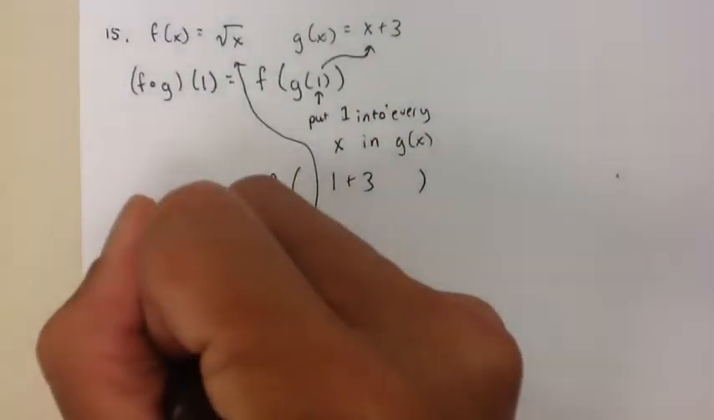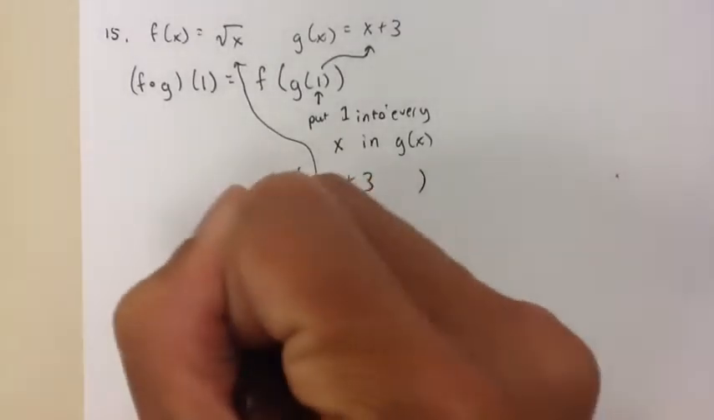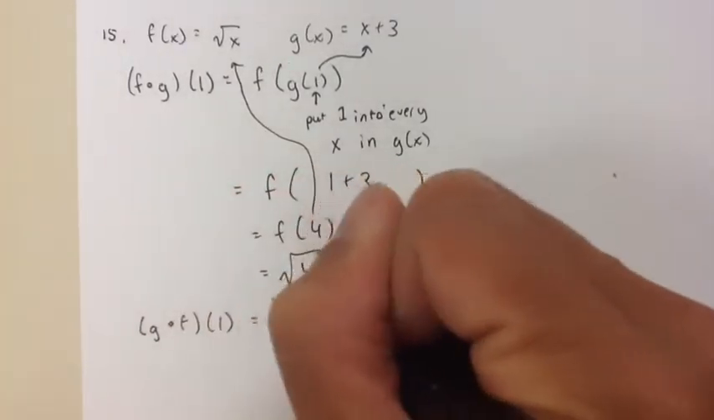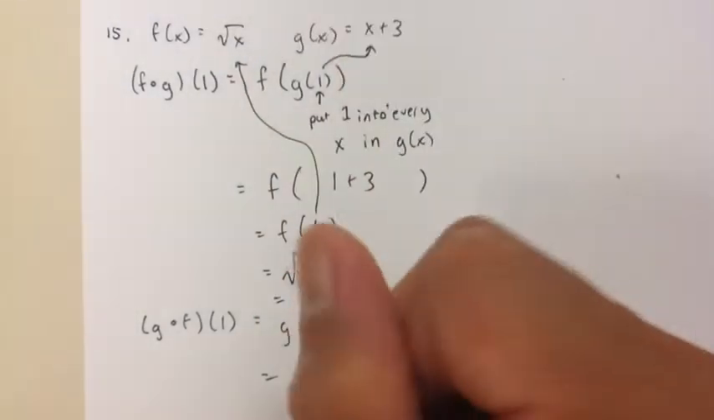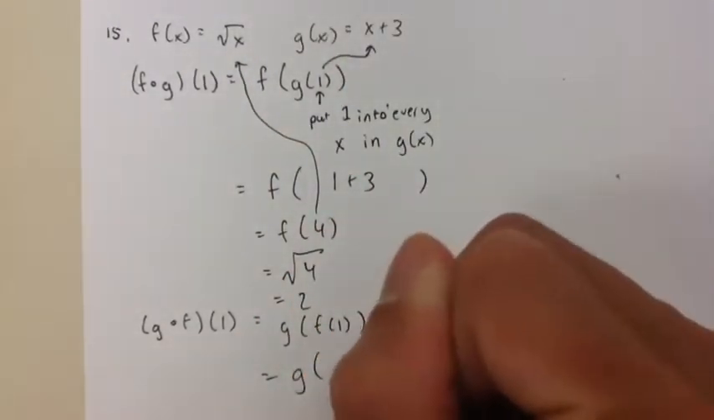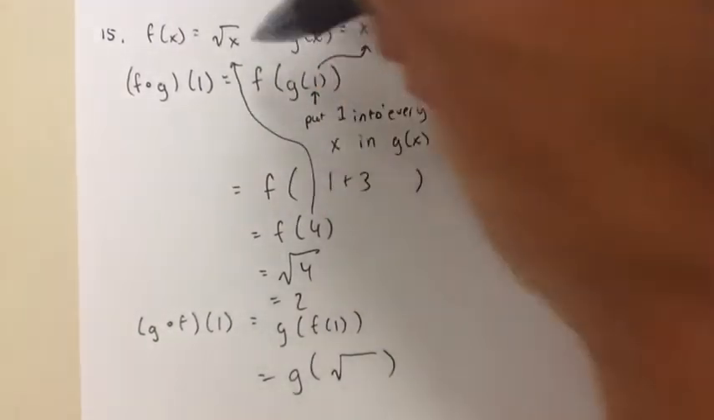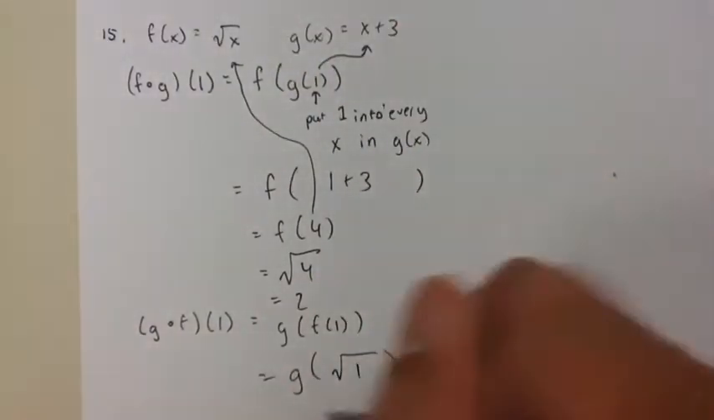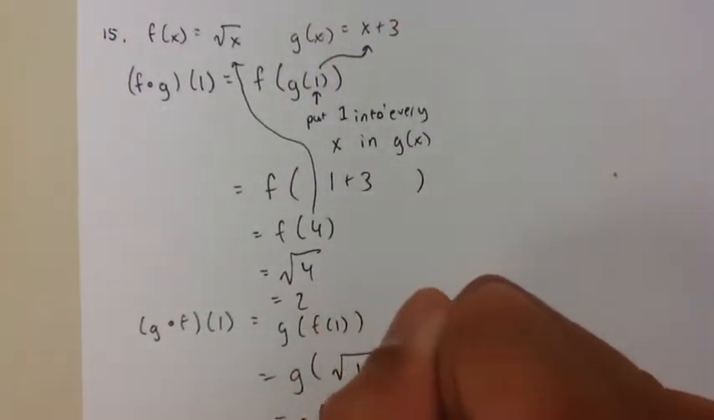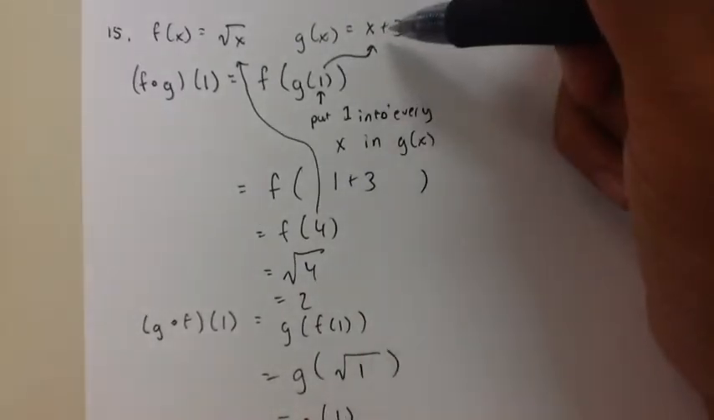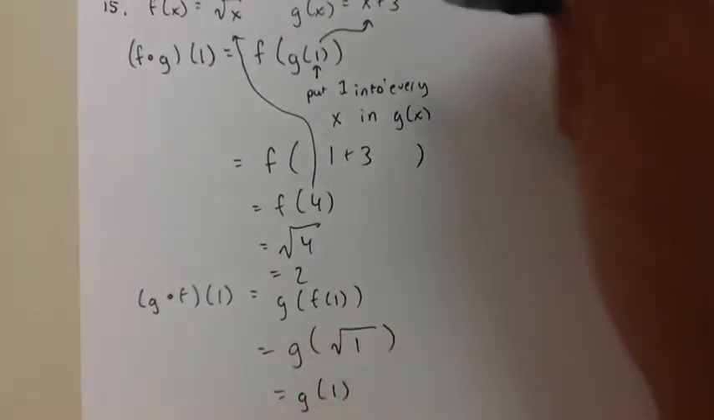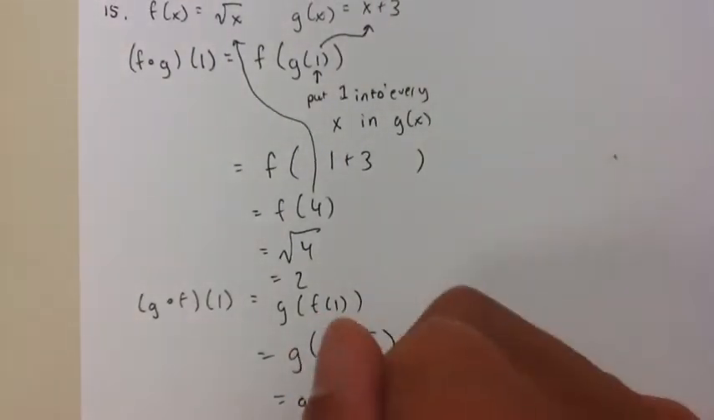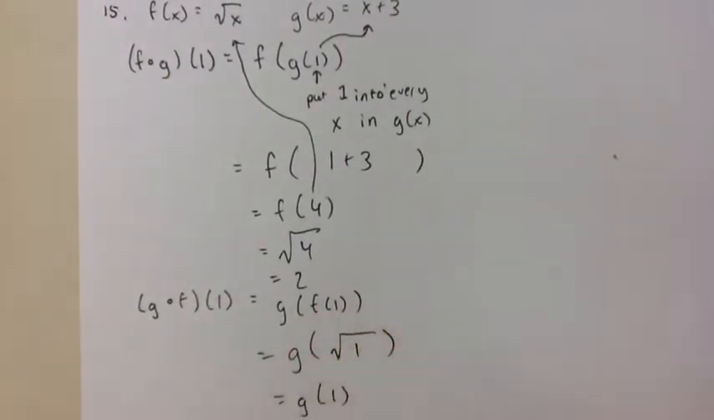If we go the other way, g of f of 1. So that's g of f of 1. 1 goes into f. So g is now the square root of, because this was the square root of x, you're putting 1 in. So that's the square root of 1. Square root of 1 is just 1. Now you're putting 1 in for every x in g. That means g is x plus 3. So that is 1 plus 3, or 4.